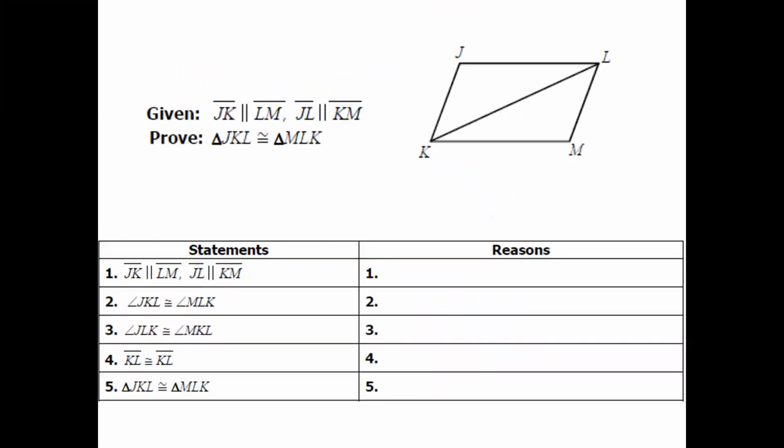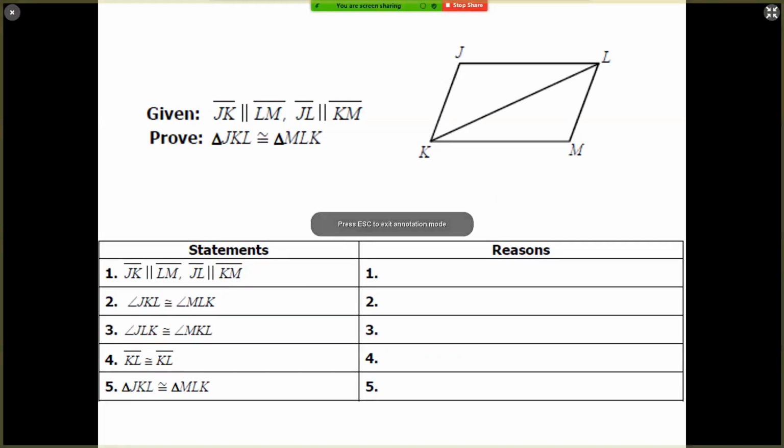Moving to the next question. This question, we're given another diagram and we're given that line segment JK is parallel to line segment LM. And line segment JL is parallel to line segment KM. Again, we're always starting our proofs off with that given information. The reason that we can write that in statement number 1 is that we were given that in the original problem.